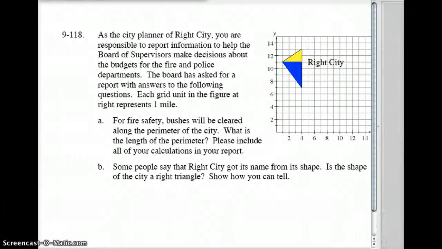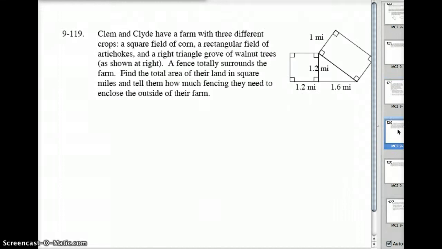All right. Let's see if I've got any more for you. I sure do. This one's another one. You can see we're just kind of using applications and then helping determine things.